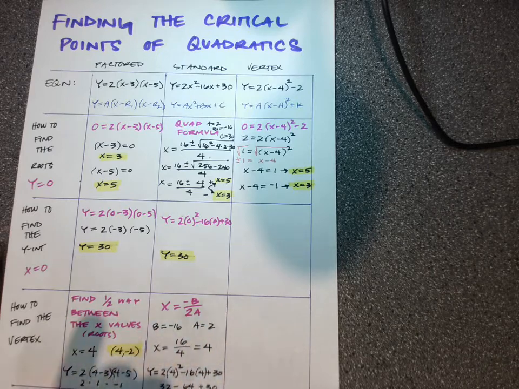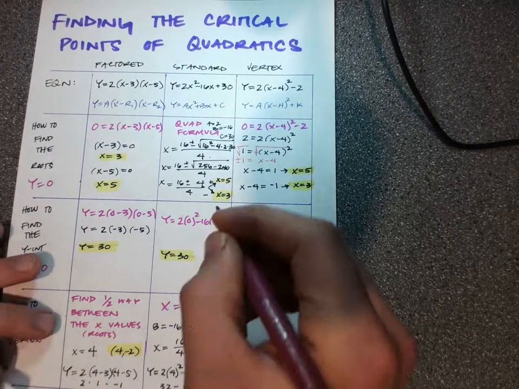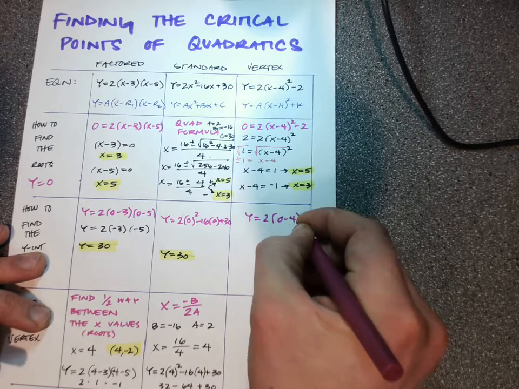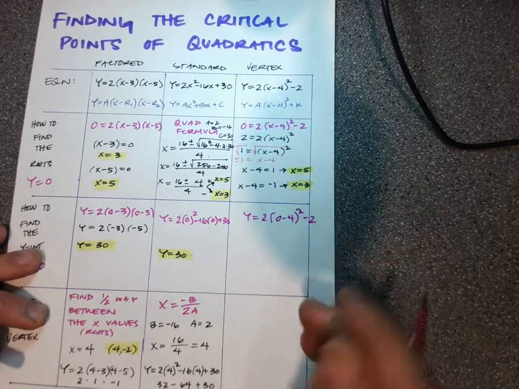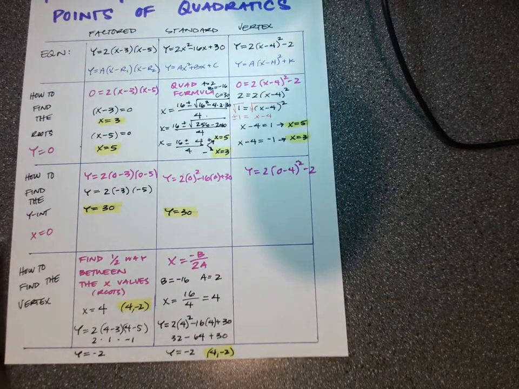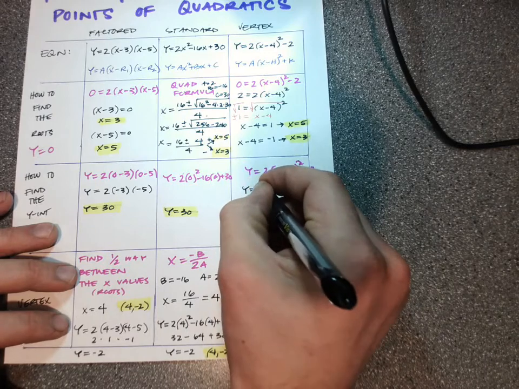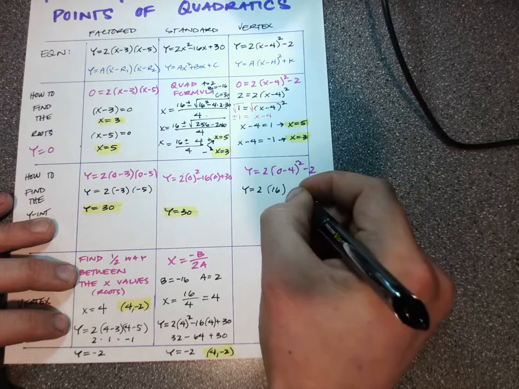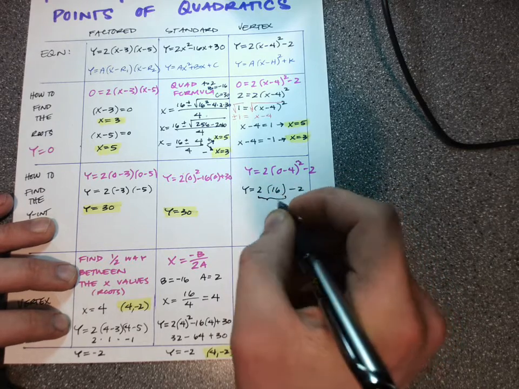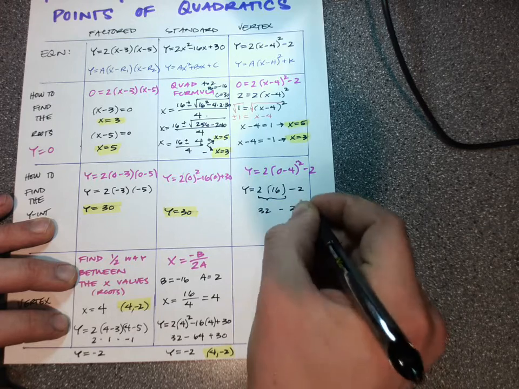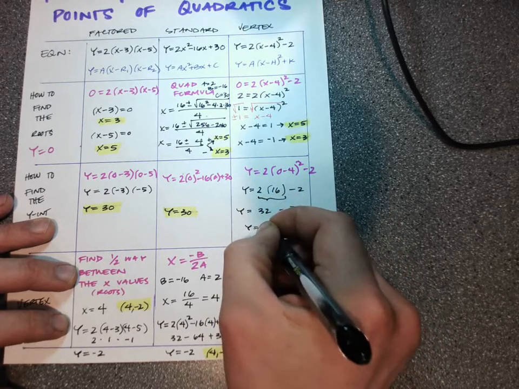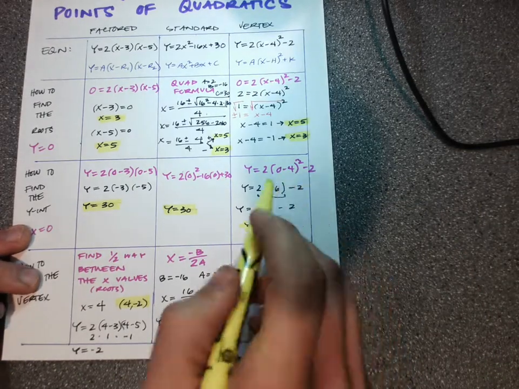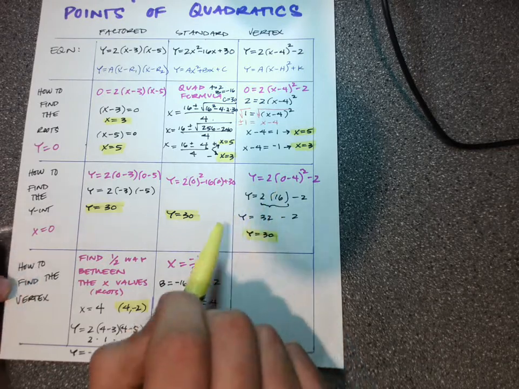Okay, the y-intercept. X is 0, so we get y equals 2 times 0 minus 4 squared minus 2. And we're just going to go ahead and simplify that. So y equals 2 times, negative 4 squared is positive 16, so 32, and the minus 2, y equals 30. Okay, so it doesn't matter which equation you have, you just set x to 0.